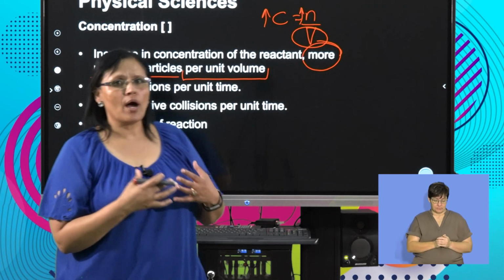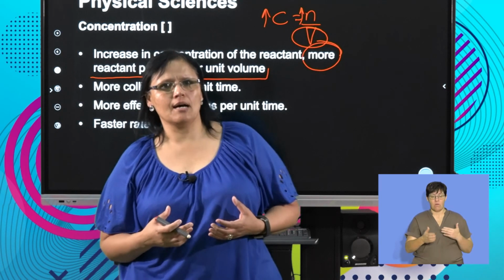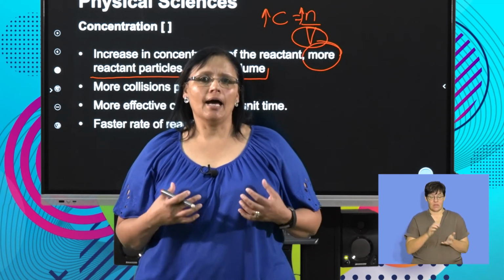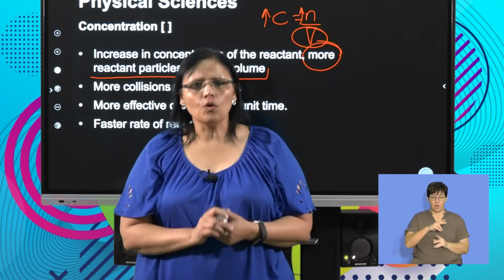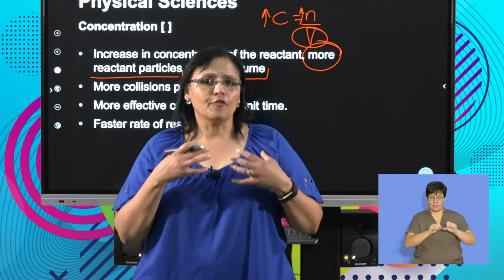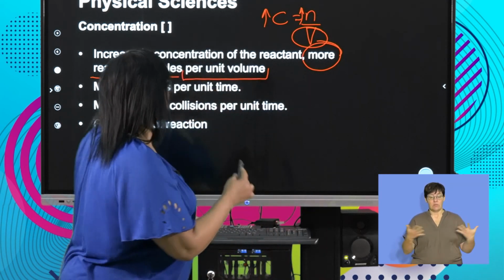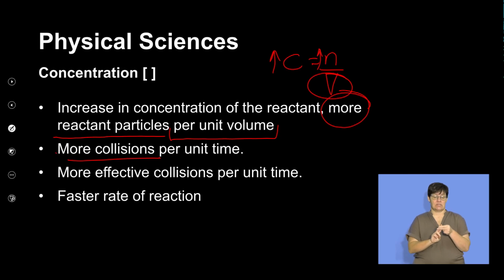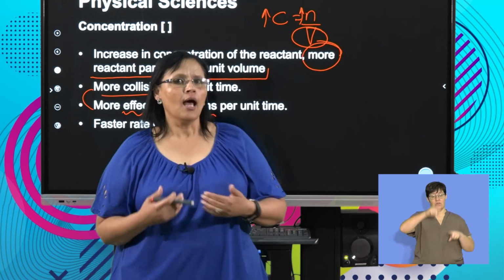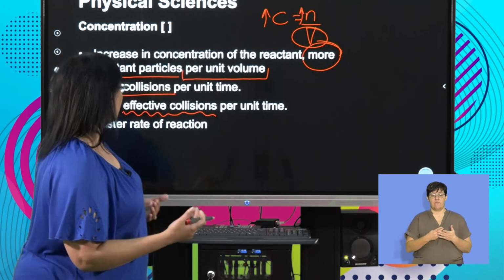So we now have more particles per unit volume, and those particles are colliding all the time because there's more in that small volume. If there are more collisions per unit time, we have a likelihood of more effective collisions per unit time, and that leads to a higher rate of reaction. The reaction is then faster.